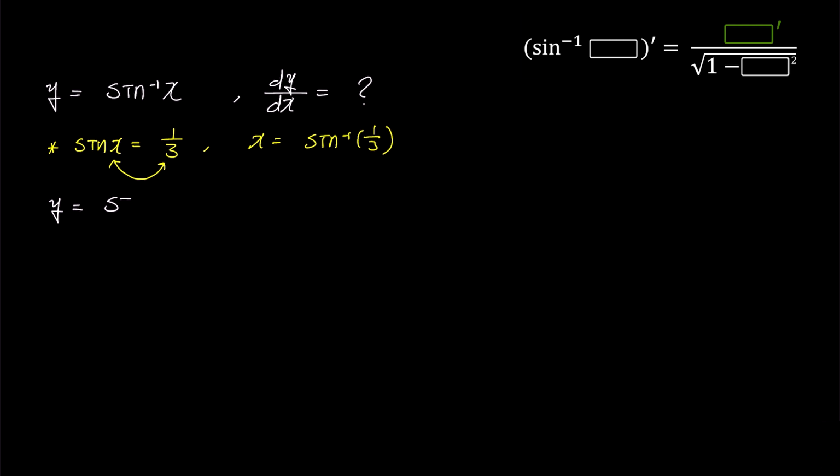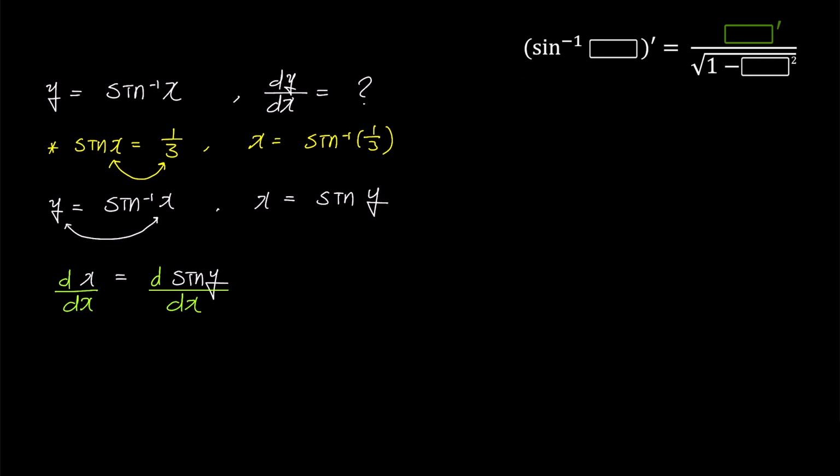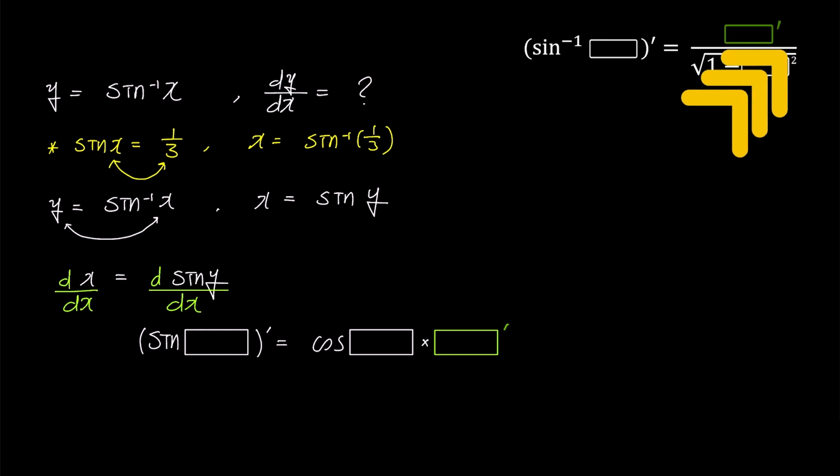In y equals inverse sine x, if we swap x and y, we get the original function, which is x equals sine y. Now let's differentiate both sides of this equation with respect to x. On the left side, it becomes dx over dx, and on the right side, it becomes d sine y over dx. We have discussed the derivative of sine function in a previous video. The formula we use is as follows, and if you want to see more details, please refer to the link on the top right corner.